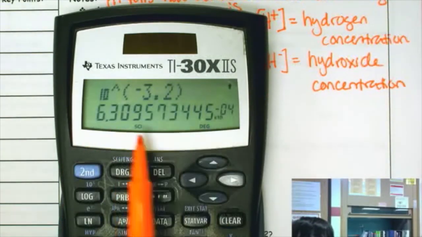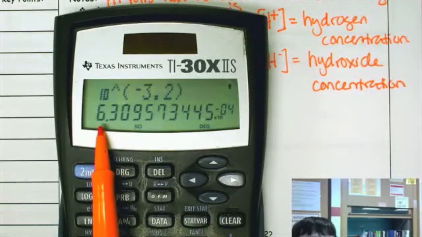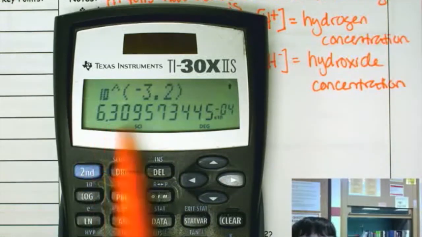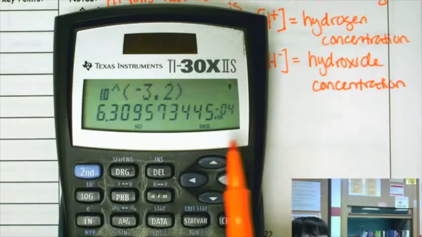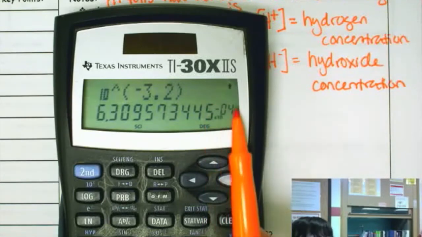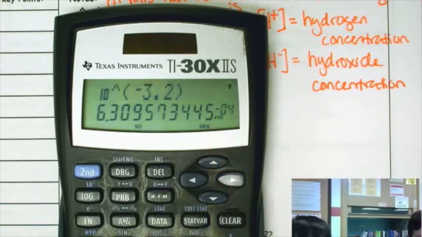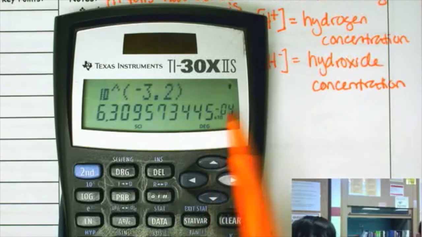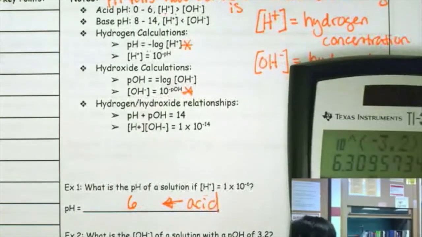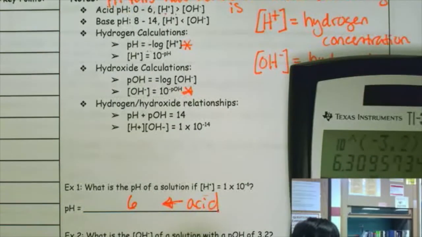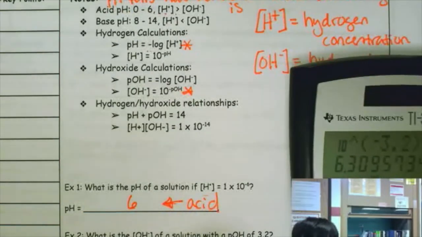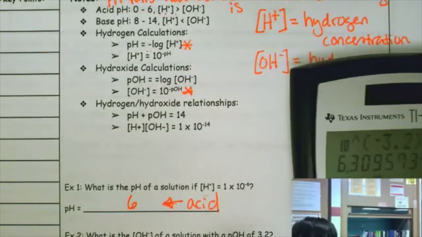All right, so it's 6.31 times 10 to the negative 4? Yep, that's right. And you have to include the times 10 down there, or we'd be off by a lot. You can't forget about that. So 6.31 times 10 to the negative 4th.